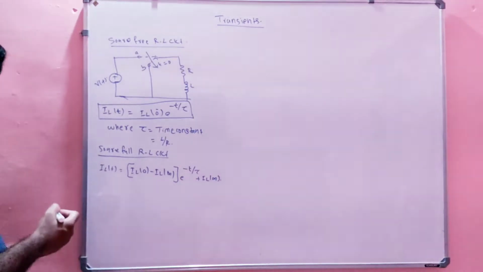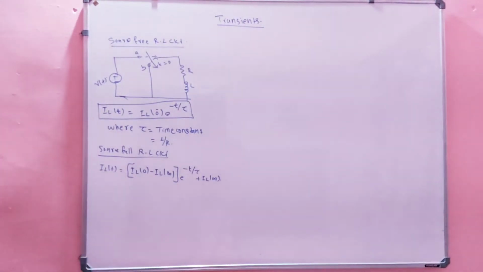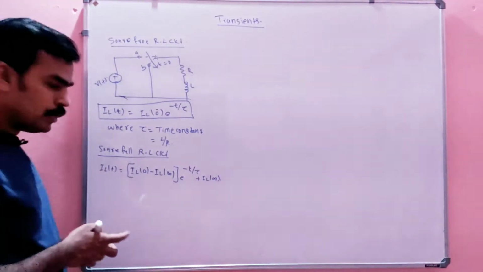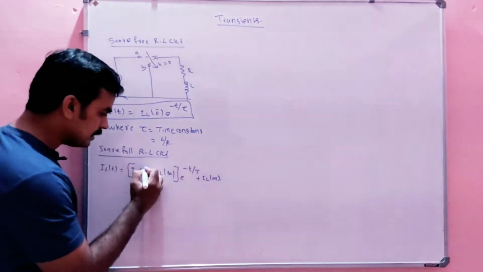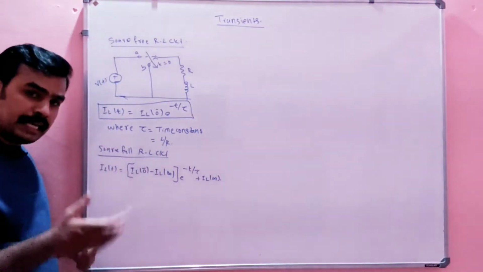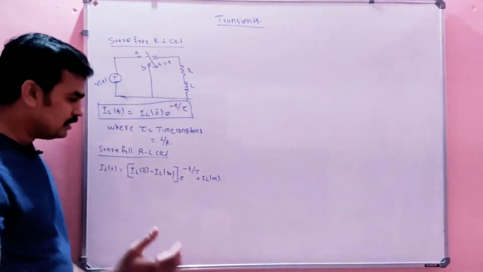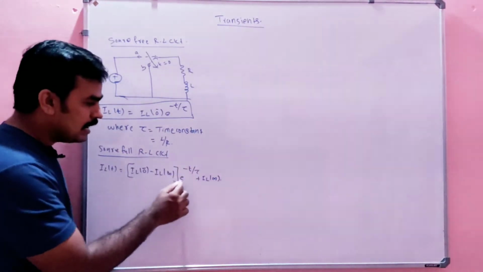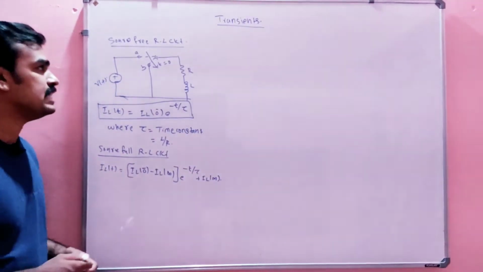If the circuit is a sourceful RL circuit, then IL of t will be equal to IL of 0, that is nothing but the initial current, minus IL of infinity, the stable condition of current, times e raised to minus t by tau, plus IL of infinity. This is a very important relation.